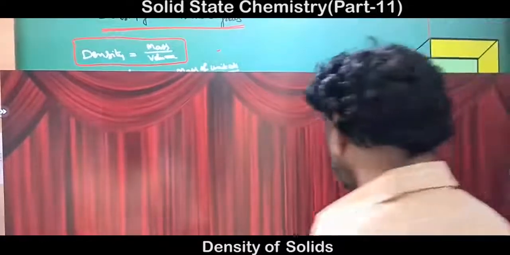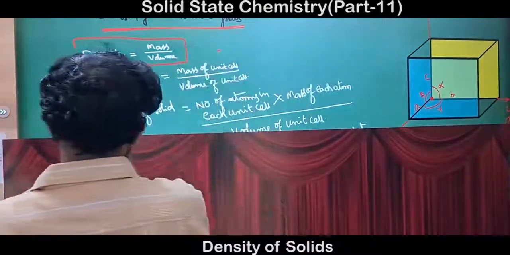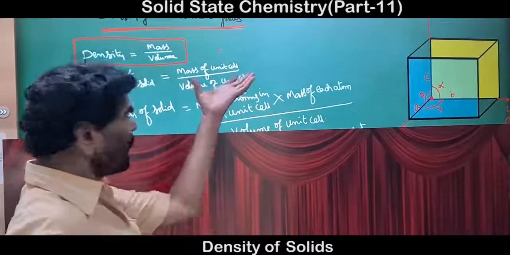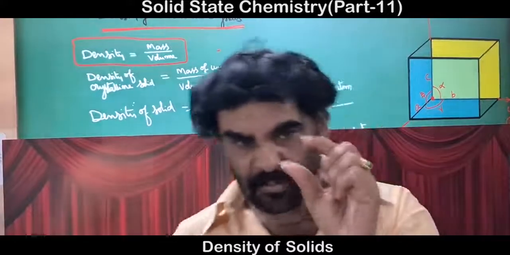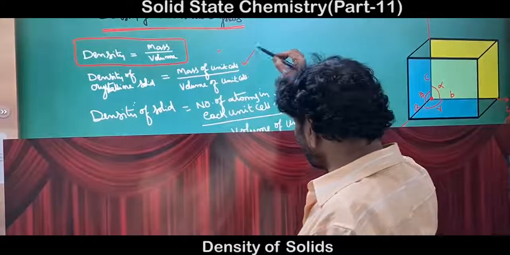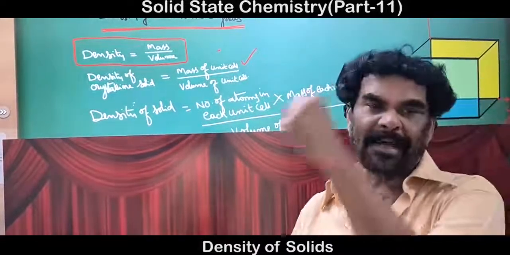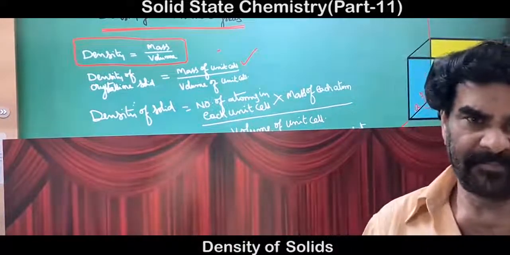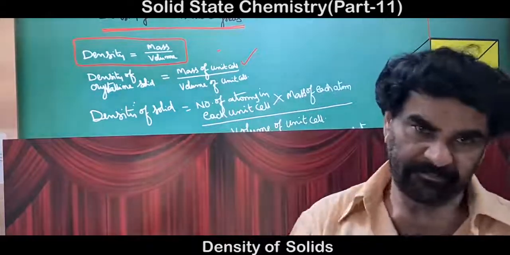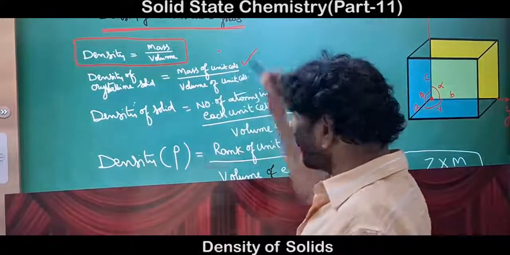Right? Now here, the density of the crystalline solid is equal to the mass of a small portion of the solid, that is the unit cell. Take a unit cell and find out the mass of the unit cell and the volume of the corresponding unit cell. Right? So how to get the unit cell?